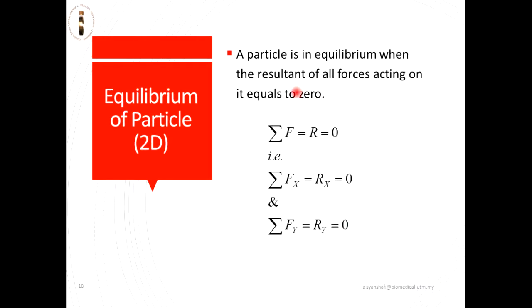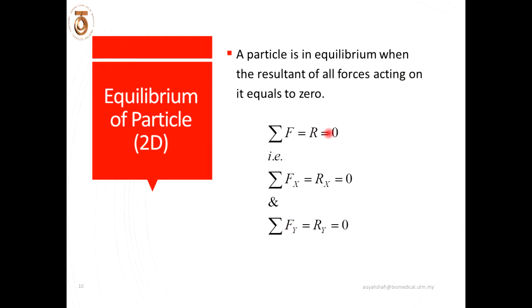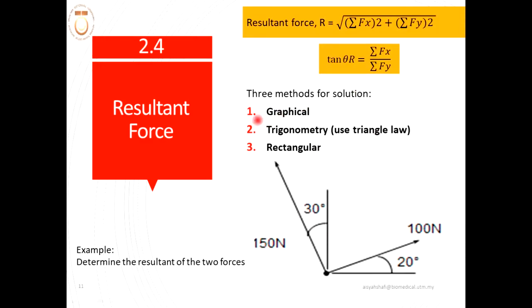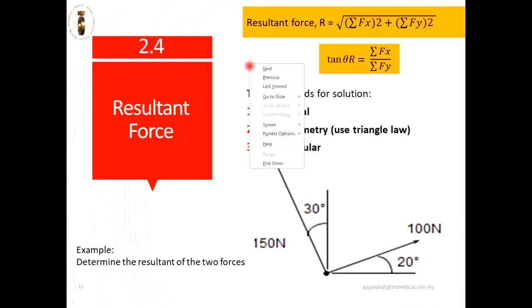So the total force is equal to zero. That means, because we consider the x-axis and y-axis, the total force along the x-axis is zero, and also the total force along the y-axis is zero. So there are several methods to get the resultant forces.